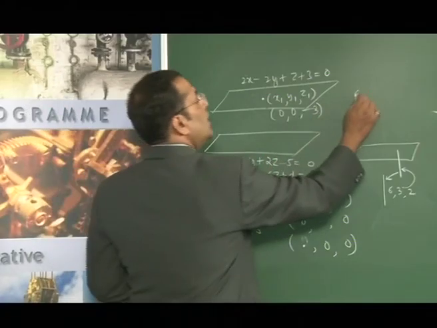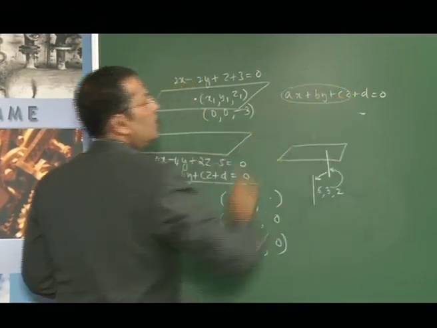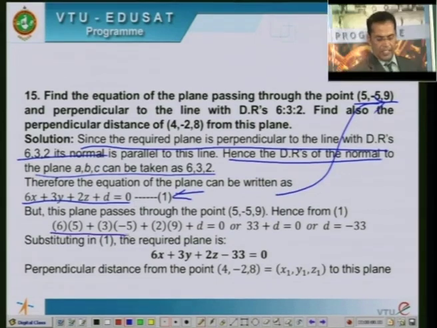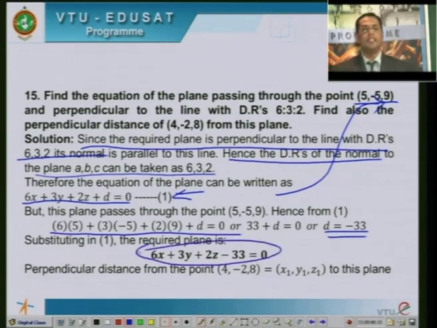So, if the required equation is Ax plus By plus Cz plus D equal to 0, you have A, B, C already. So, the values of A, B, C are 6, 3 and 2. Hence, the equation of the plane can be written as 6x plus 3y plus 2z plus D equal to 0. Now, what other condition is required? What is given in the problem? It is given that the plane in 1 passes through the point 5, minus 5, 9. So, substitute x equal to 5, y equal to minus 5 and z equal to 9 in equation 1 that you see here, which immediately gives you D equal to minus 33, giving you the equation of the plane as 6x plus 3y plus 2z minus 33 equal to 0.